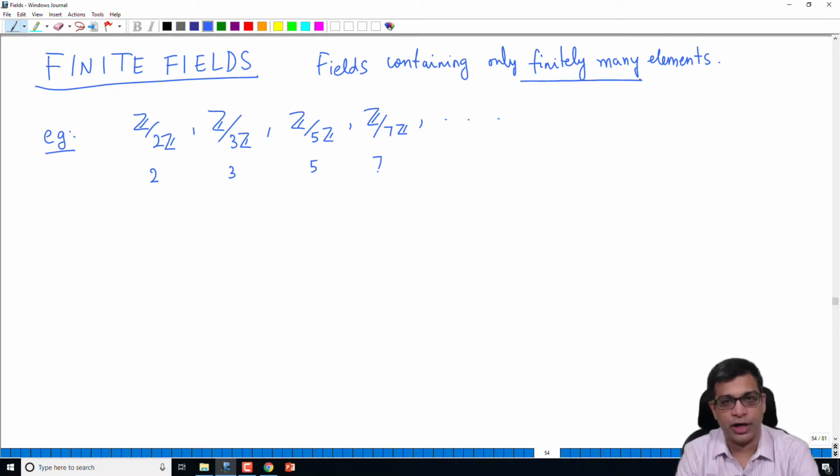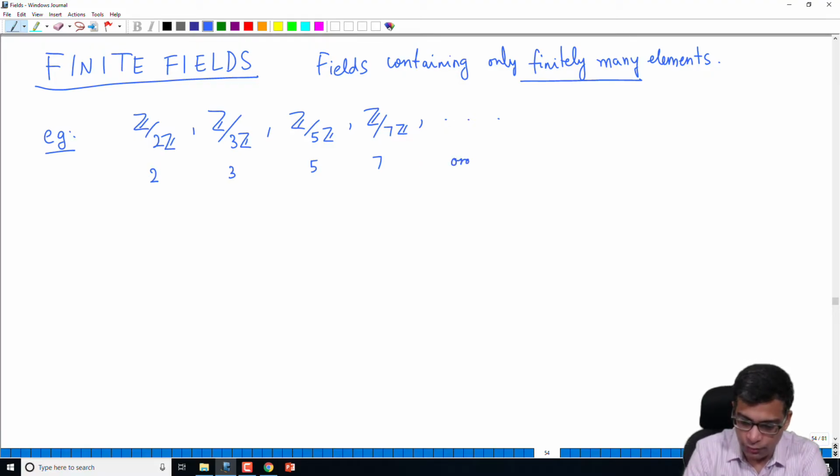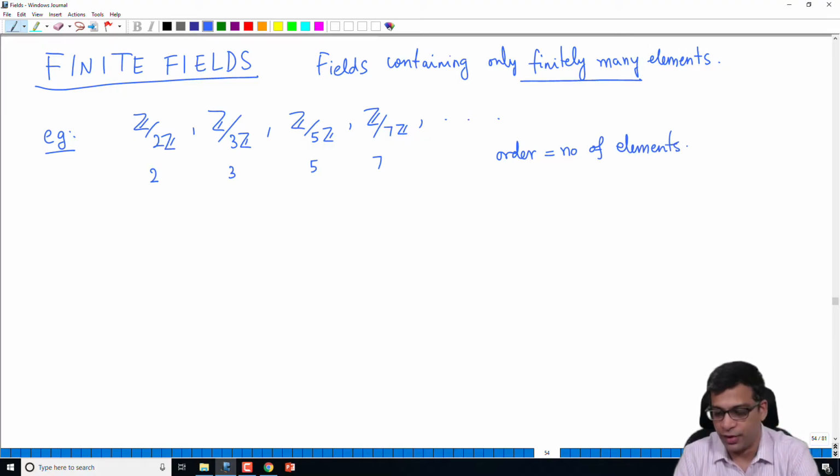In fact, you do not get a field if you take Z mod 4Z. Okay. Similarly, you do not get a field if you take Z mod 6Z and so on. So these are the orders. Order, remember, means number of elements. So remember from group theory, I am going to use that terminology. Now that we are talking about finite fields, the number of elements is a finite number, so we call that order.